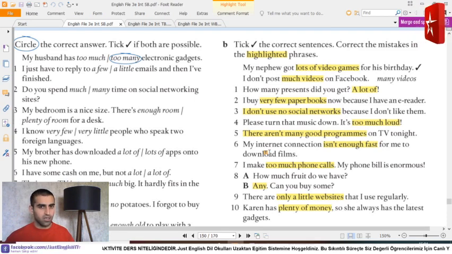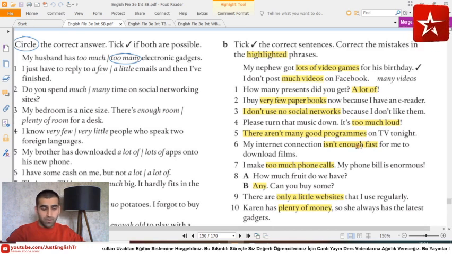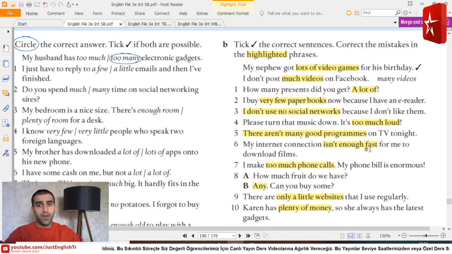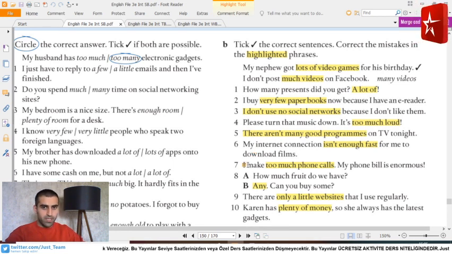Melis Ishik says it is incorrect. Okay, let's check. Fast is like an adverb here, and adjective also, we can use fast. After adjectives and adverbs, we must use enough after them. Isn't fast enough? Okay, fast is an adjective. We must use enough after fast here. Isn't fast enough? Yeah, that's why this sentence is incorrect. Number 6 is incorrect.